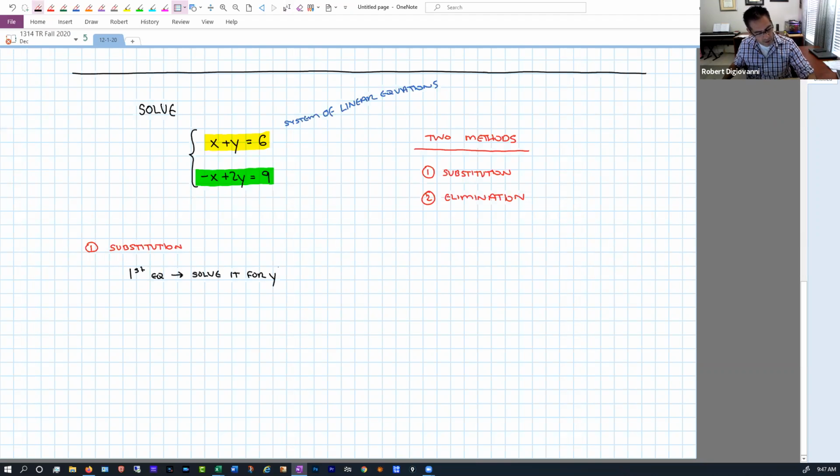Okay, let's do that. So I've already done it. I already did it earlier, but hopefully you'll agree that it's this. Right, because all we're doing is subtracting x on both sides. Any questions on that? No? Now, once you do that, now comes the substitution step. This is why they call it substitution.